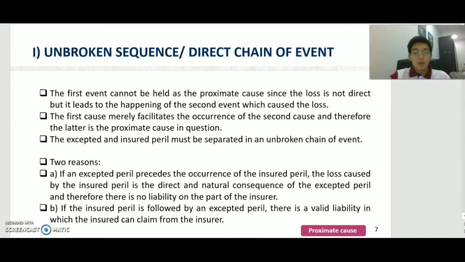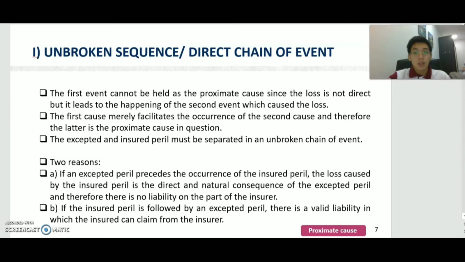Under unbroken sequence or direct chain of event, the first event cannot be held as the proximate cause, since the loss is not direct, but it only leads to the happening of the second event which caused the loss. In other words, if there is no happening of the first event, the second event will not occur as well. So the first cause only facilitates the occurrence of the second cause, and therefore the latter is the proximate cause in question.